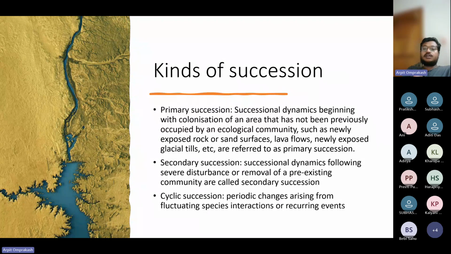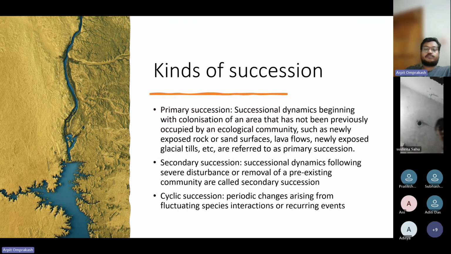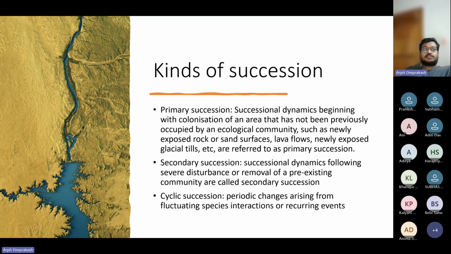Secondary succession is successional dynamics following severe disturbance or removal of a pre-existing community. So, for example, if a forest is destroyed by wildfire, the whole of the forest is destroyed by wildfire, or if it is cut down by humans, and then there is succession or growth, formation of communities, that is known as secondary succession.